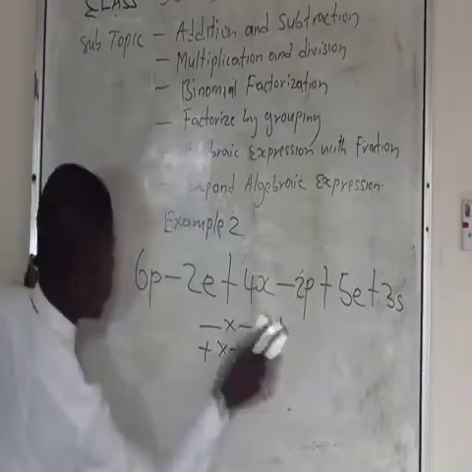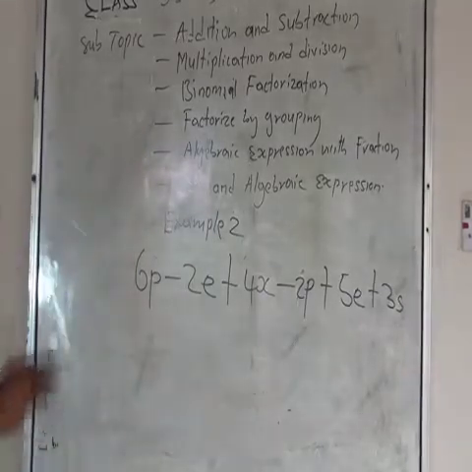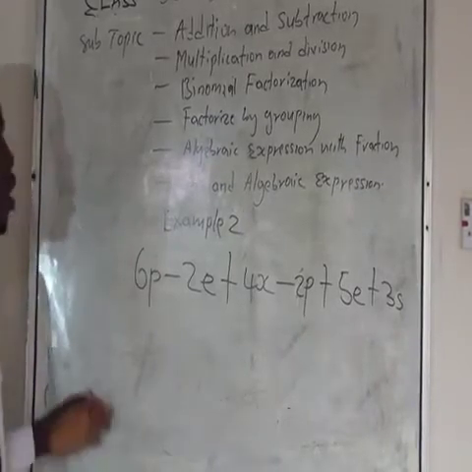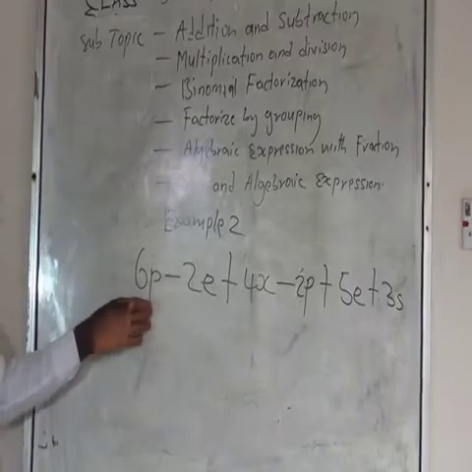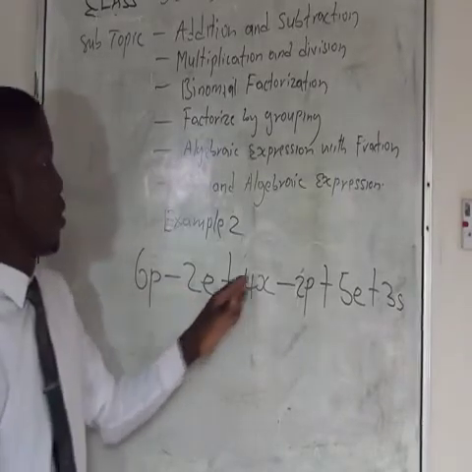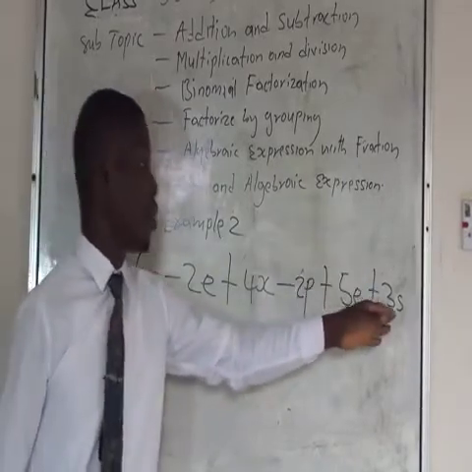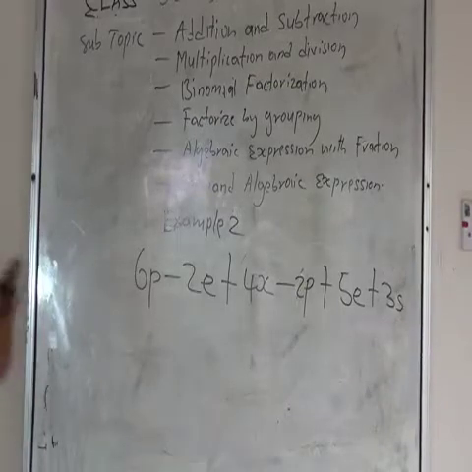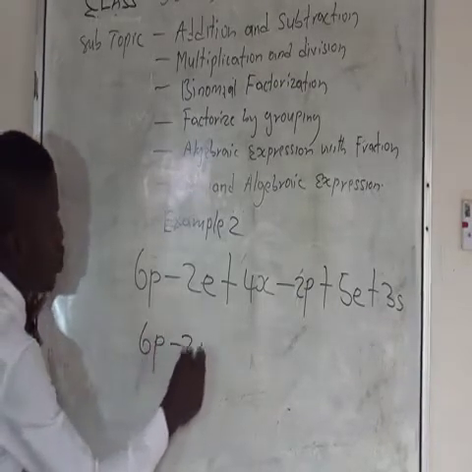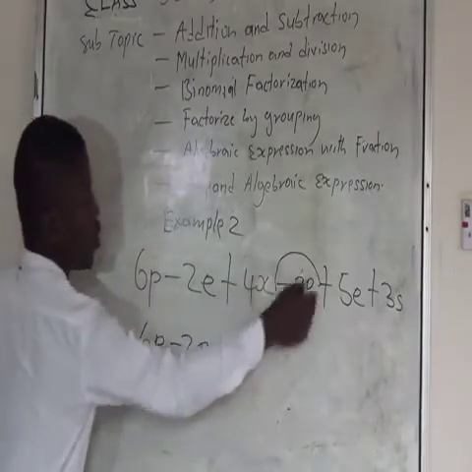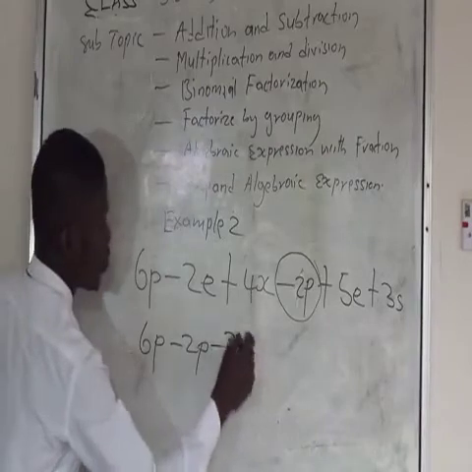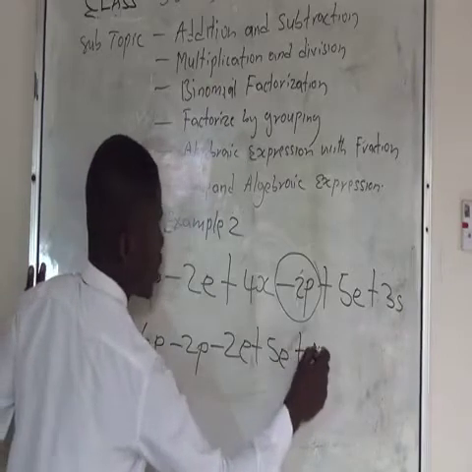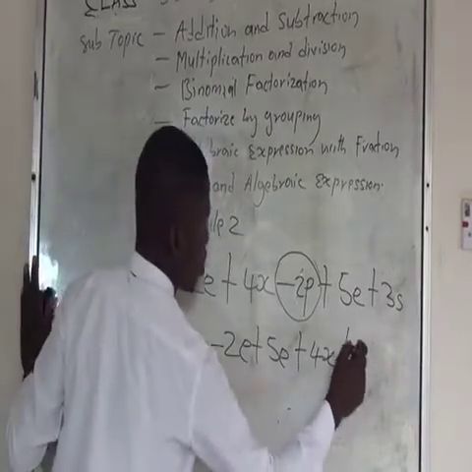Please, let's stop. We collect items, we group them according to maybe their father's house, as the case may be, or according to the fruits. This one may represent apple, mango, orange, and this one may represent pear. Let's group it according to their representation. 6p minus 2p, because this minus here belongs to this p, then minus 2e plus 5e plus 4x plus 3x.